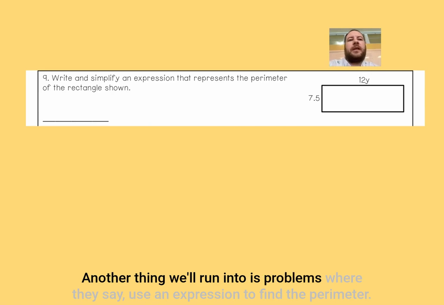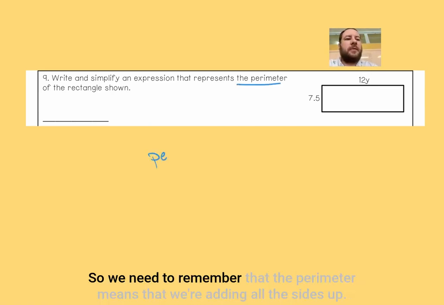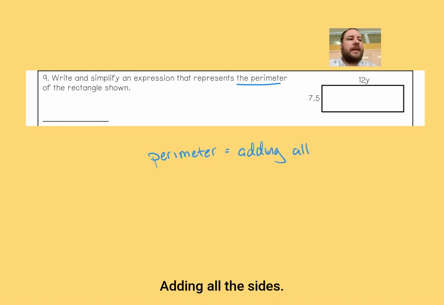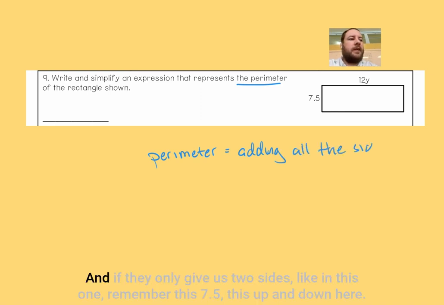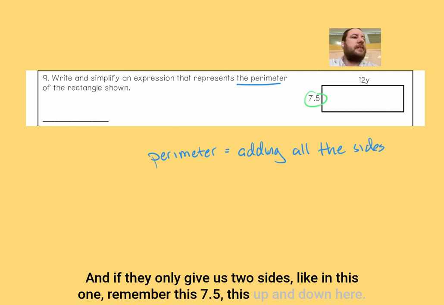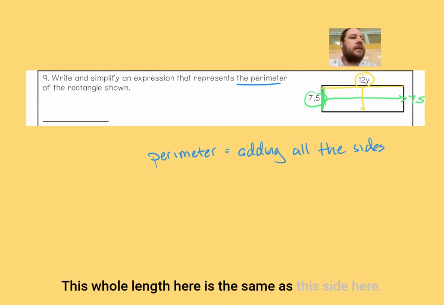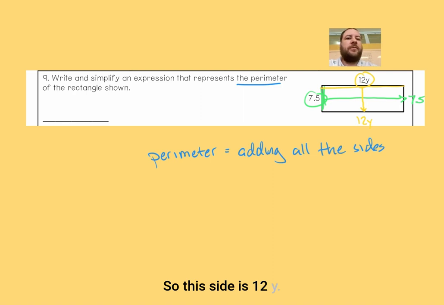Another thing we'll run into is problems where they say, use an expression to find the perimeter. So we need to remember that the perimeter means that we're adding all the sides up. And if they only give us 2 sides, like in this one, remember this 7.5, this up and down here, that's the same as this across. So this one is also 7.5. Same thing with this 12y. This whole length here is the same as this side here. So this side is 12y.